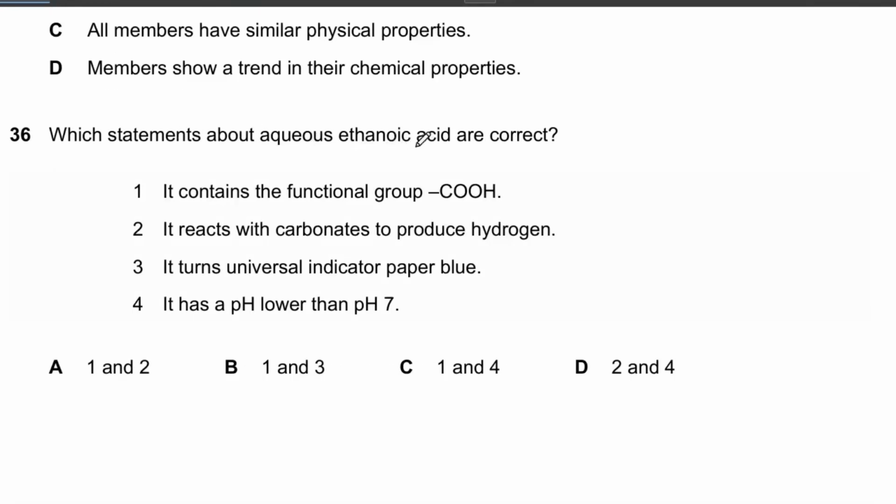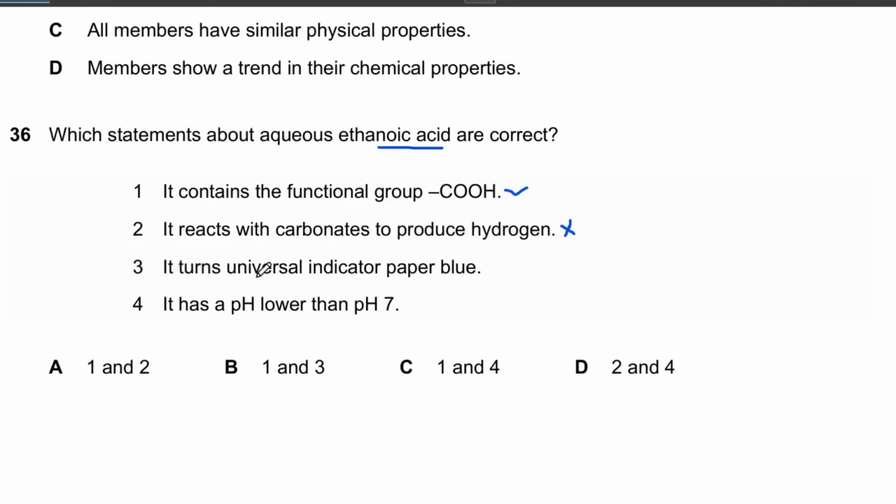Which statements about aqueous ethanoic acid are correct? It contains the functional group COOH. That is correct. It is an ethanoic acid, and this is the functional group of ethanoic acid. So 1 is correct. It reacts with carbonate to produce hydrogen. That is wrong. It's an acid. When it reacts with carbonate, it's going to produce carbon dioxide gas, not hydrogen gas.